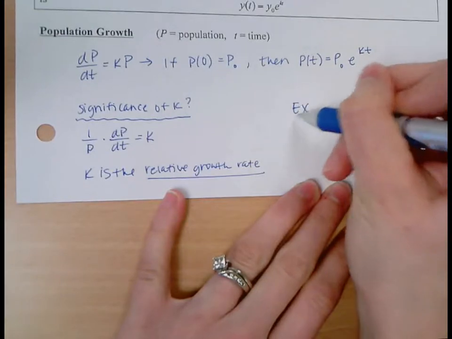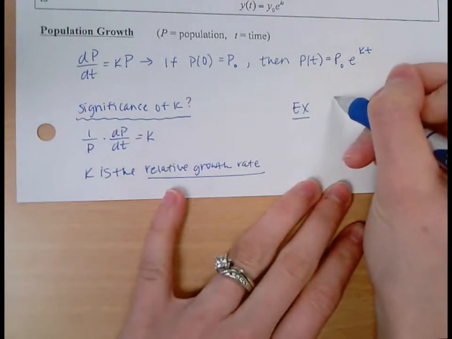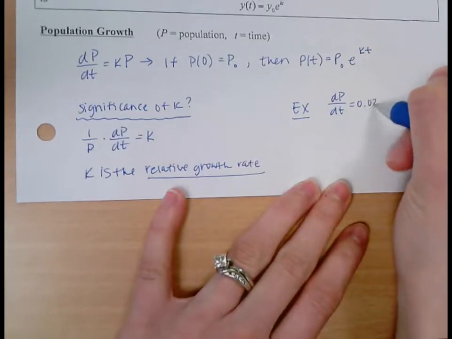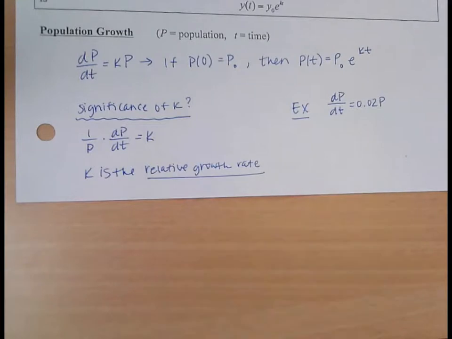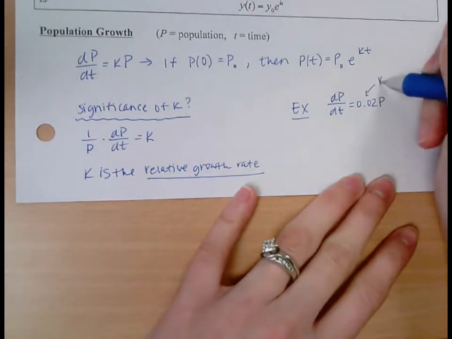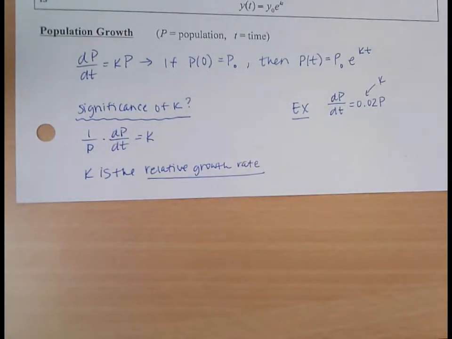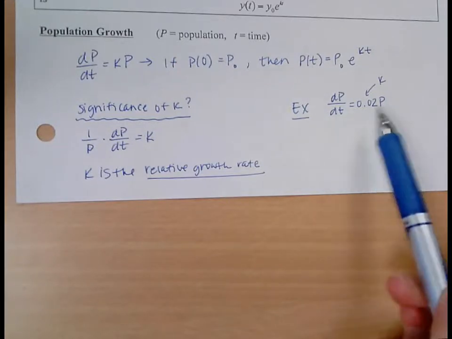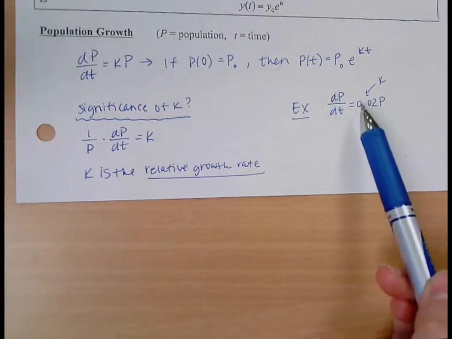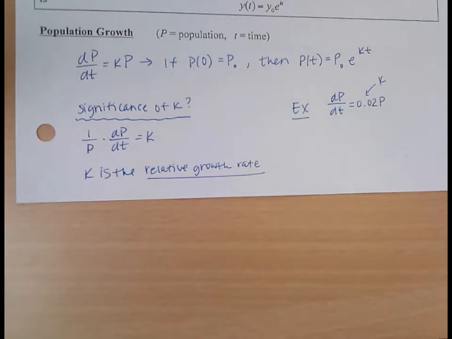And then just a little bit of information before we get into our example. Say we were given this differential equation: dP/dt equals 0.02 times P. First of all, this 0.02, that is your k value. And relative growth rate means the population is growing at a rate of 2% per year, as long as t is measured in years, which it often is.